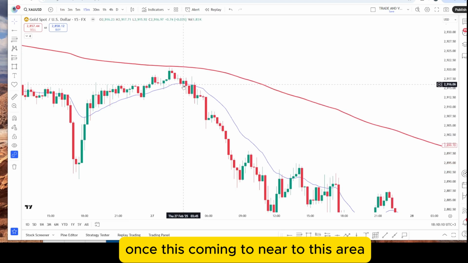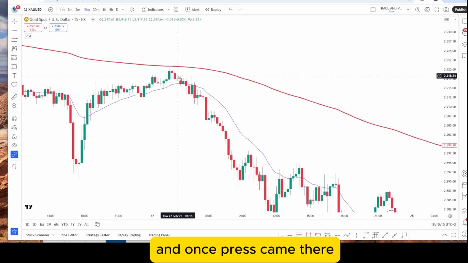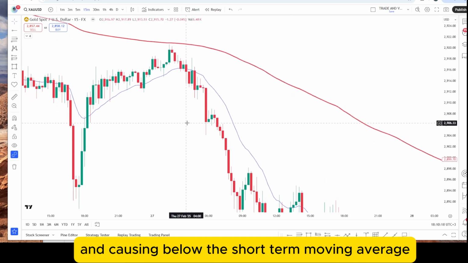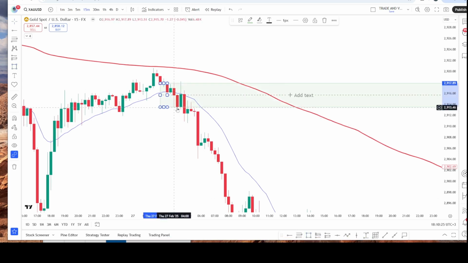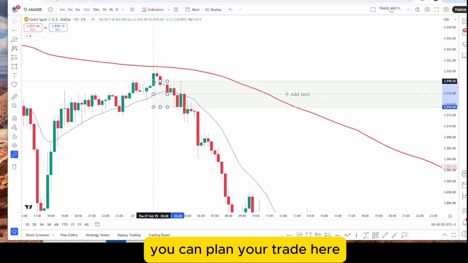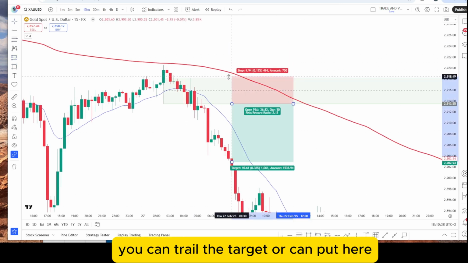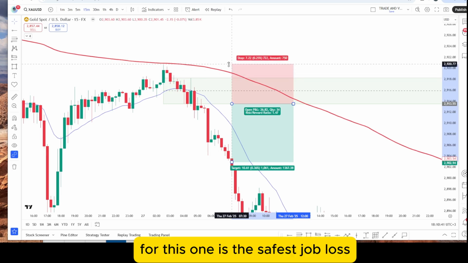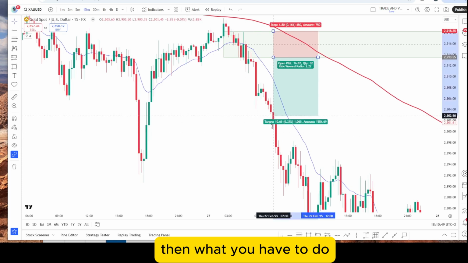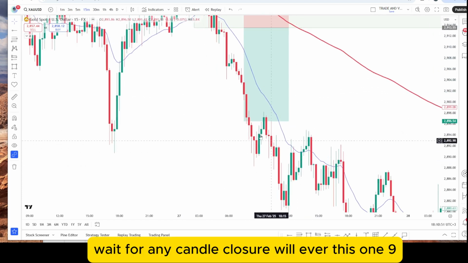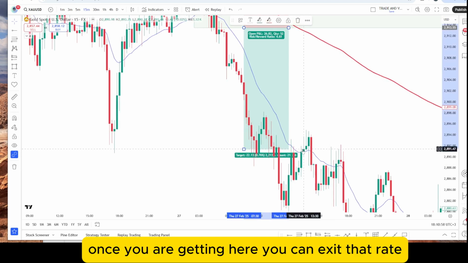Once price comes near this 200 area, and once price came there and crosses below the short term moving average, you can plan the trade. Once you get this one, after this closure, you can plan your trade here. Then for the target, you can trail it, and you can put the stop loss here or here. Both, this one is the safest stop loss, but you can also put it here. Then what you have to do is wait for any candle closure above this 20 moving average. Once you are getting that here, you can exit the trade.